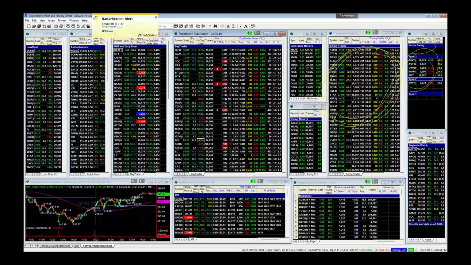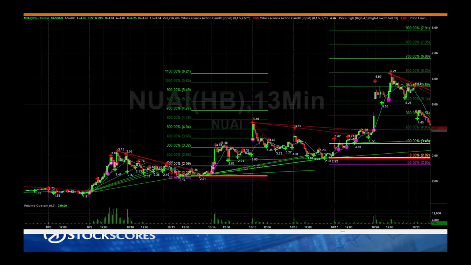And then there's something here called better swing. When I like a swing trade a lot, I'll put it on the better swing list. There wasn't any today. I didn't like anything enough. But an example of one that I did as a better swing is this NUAI.